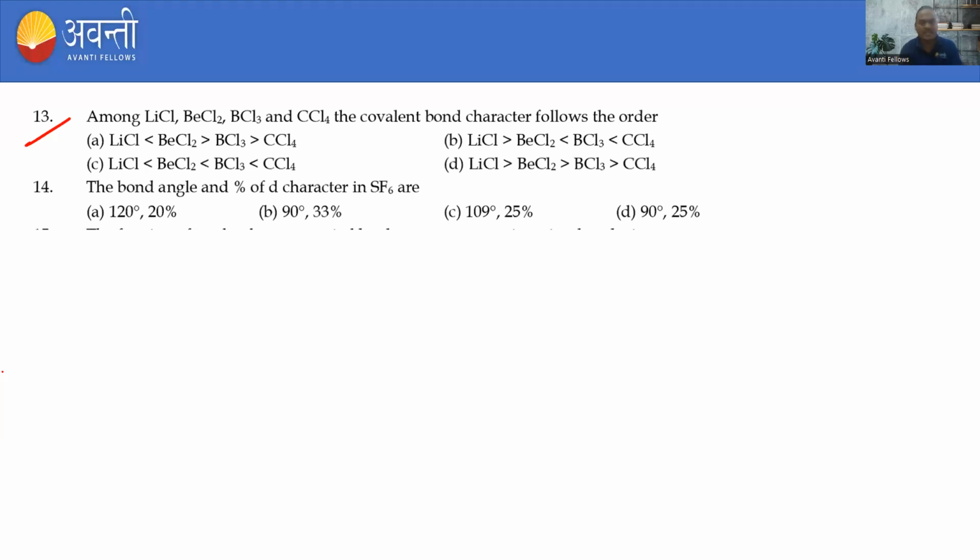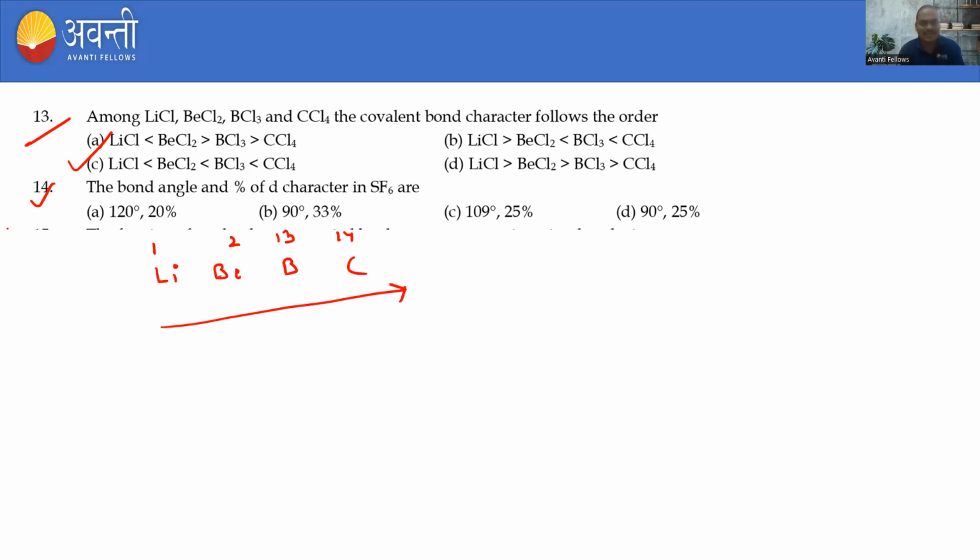Among LiCl, BeCl2, BCl3, and CCl4, the covalent bond character follows the order. So you have to compare the covalent character, right? We know that covalent character depends upon the electronegativity. So if you move from Li, then Be, then comes the boron family, then the carbon family, these are group 1, group 2, group 13, and group 14. As you move from left to right, the covalent character tendency will increase. So maximum covalent character will be shown by CCl4, right? Then comes BCl3, BeCl2, and LiCl, right? So this is correct. This is a very simple question. Okay? Chalo. Move to question number 14.